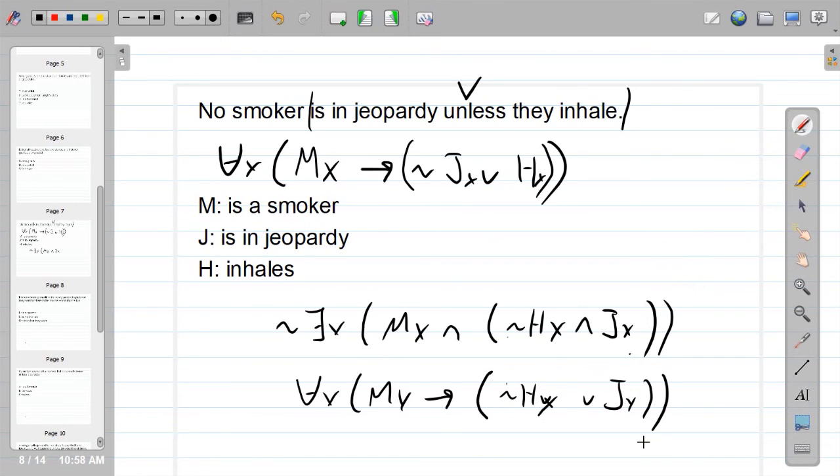What's that? Because if we negate the second one, we got the first line, but it's not the same thing as the third line. Sorry. You're saying these are the same, but not this one? Yeah. For all x, if mx, then you're either in jeopardy or you're inhaling, right? So, you're either in jeopardy or you're not inhaling. You're either not inhaling or you're in jeopardy. Those seem the same to me, but we are currently out of time, so we'll have to debate it another time. Okay, thanks everyone.